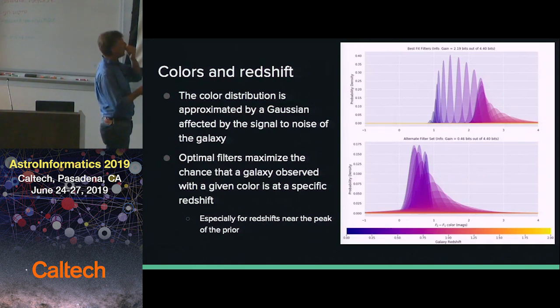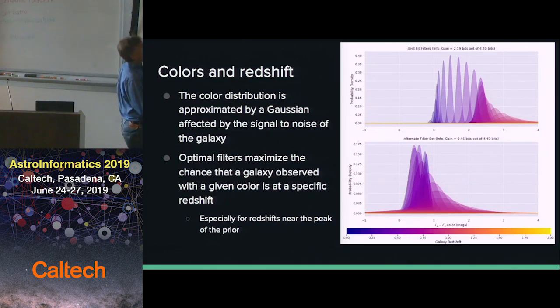And all we're really doing is defining the filters so that given one color in a particular set of filters, you want it to have as small a dispersion in redshifts as possible. Now, this is not using any photometric redshift techniques, template fitting, deep learning, or anything. It's just looking at the statistical properties of the redshift distributions themselves.